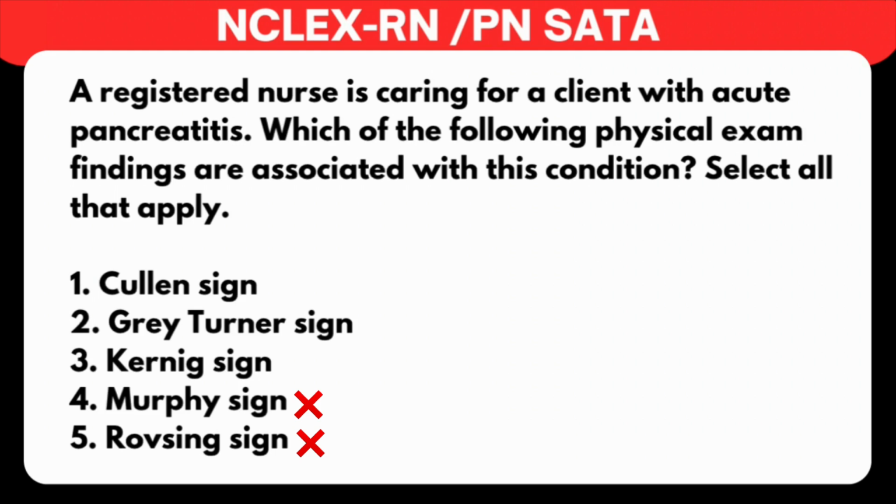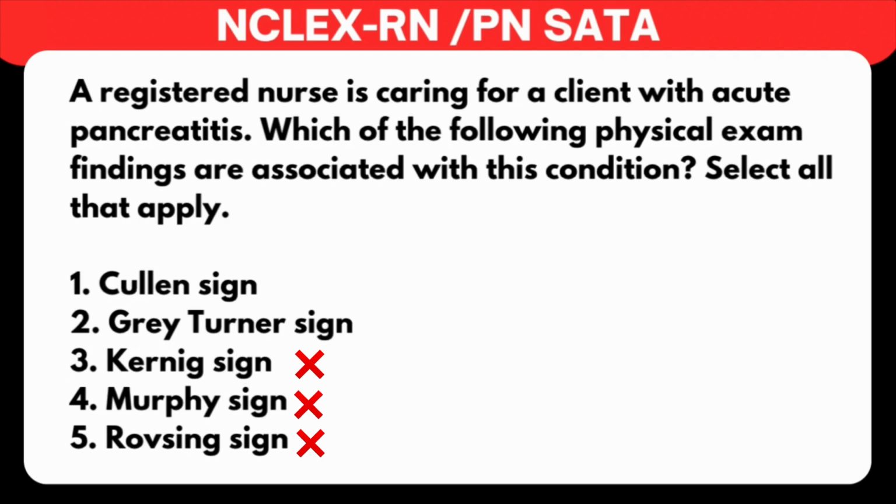Okay, let's go ahead and move on to number 3, Koenig sign. So is Koenig sign associated with acute pancreatitis? No, you got it. Koenig sign is associated with meningitis. And just as a refresher here, this is that physical exam finding when the patient will experience stiffness and resistance to extending their knee when their hip is flexed at 90 degrees. So we can rule this one out.